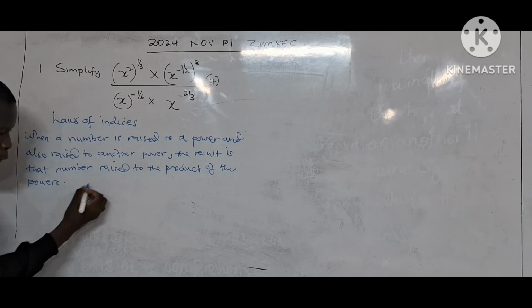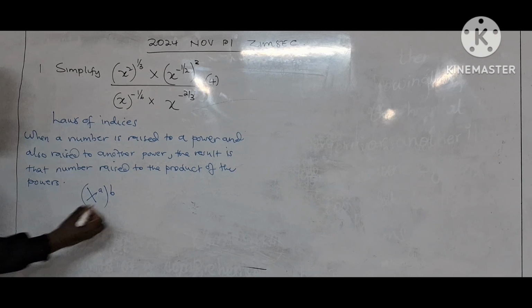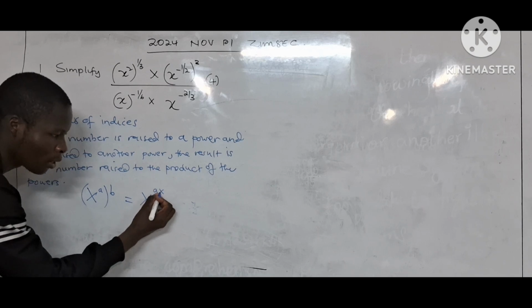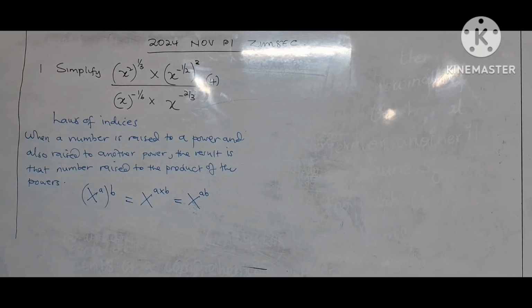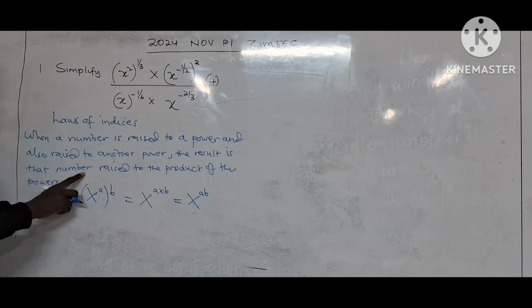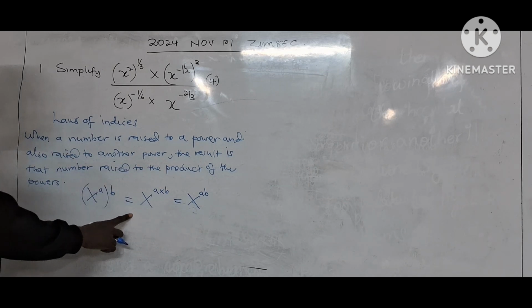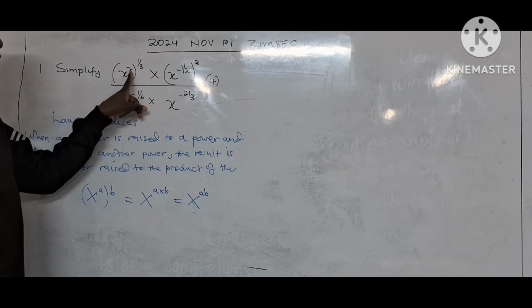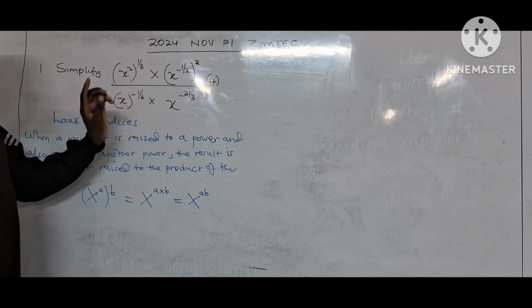Mathematically, I have x to the power a and also raised to the power b. What is the answer? The answer is x to the power a times b, which is x to the power ab. When a number is raised to a power and also raised to another power, the result is that number raised to the product of the powers. So I am going to apply this law in the numerator. This is x to the power 2, and this x to the power 2 is also raised to the power 1 over 3. Okay. So what am I going to do?